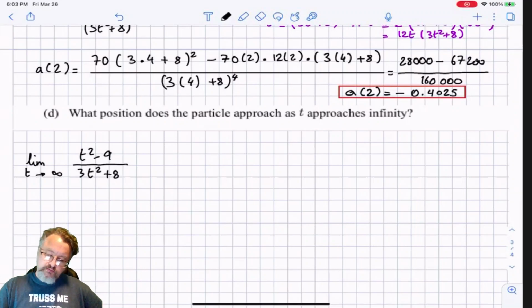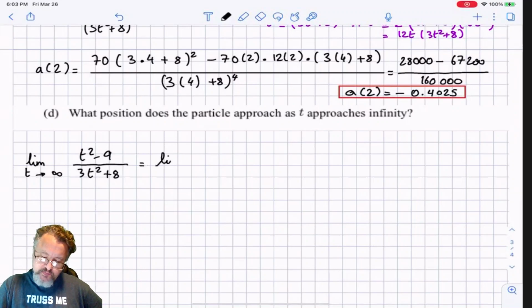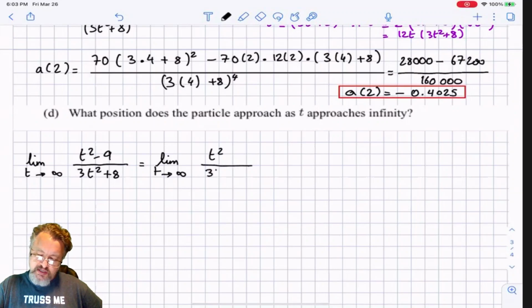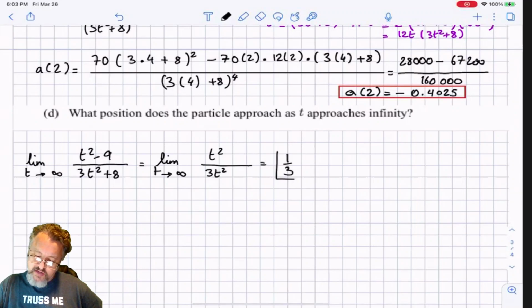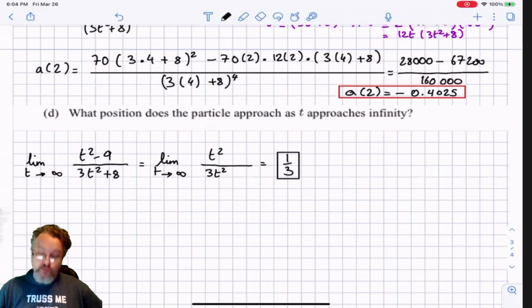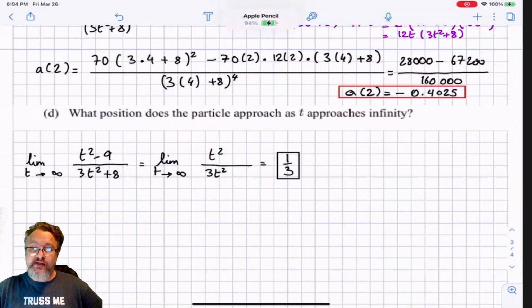Okay, so we know that as t approaches infinity, 9 is going to basically be insignificant in relation to the t squared on top, and the 8 is going to be insignificant in relation to the 3t squared in the denominator. Therefore, the t squared terms cancel, and we have an answer of 1/3. And essentially, that's really all we need to do for this problem.